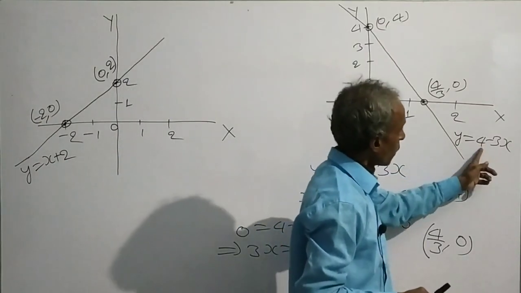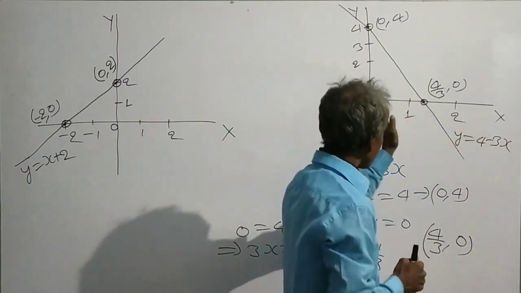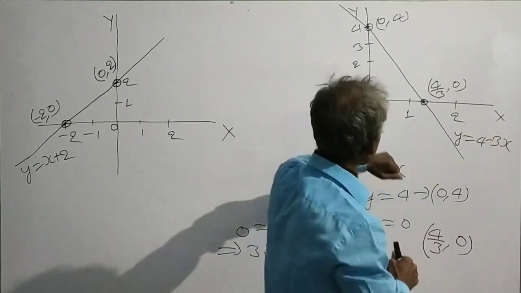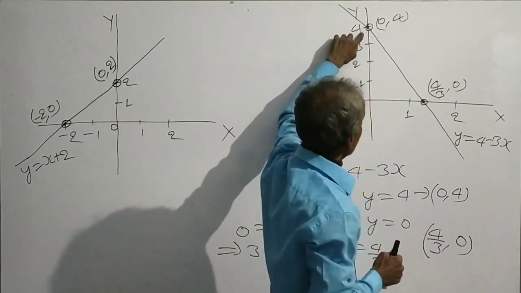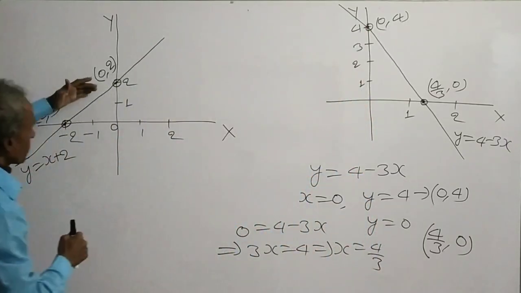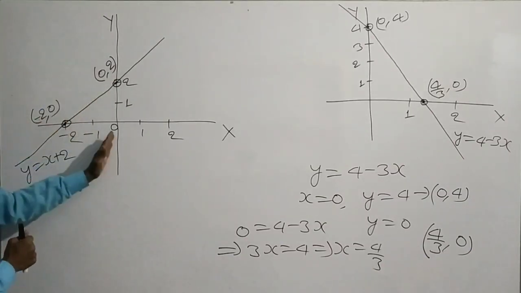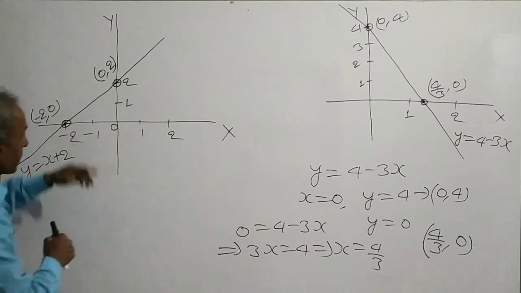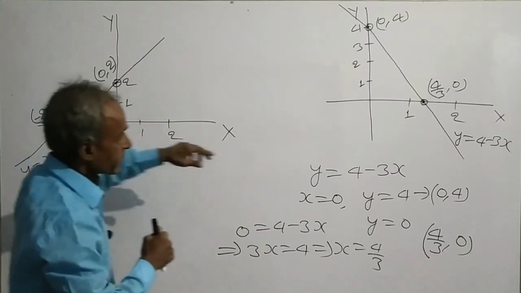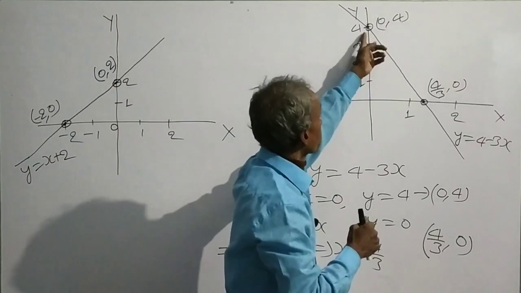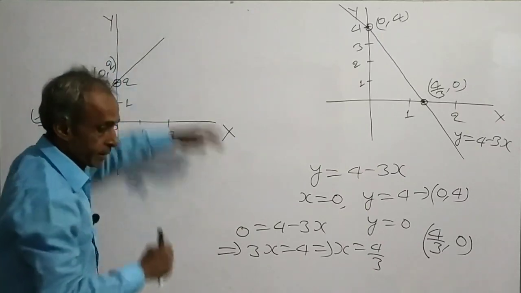This line y is equal to 4 minus 3x intersects x-axis in the positive direction and y-axis at the height of 4 units. But this line y is equal to x plus 2 intersects x-axis on the left hand side and intersects y-axis at the height of 2 units. That means this line intersects y-axis above this point.